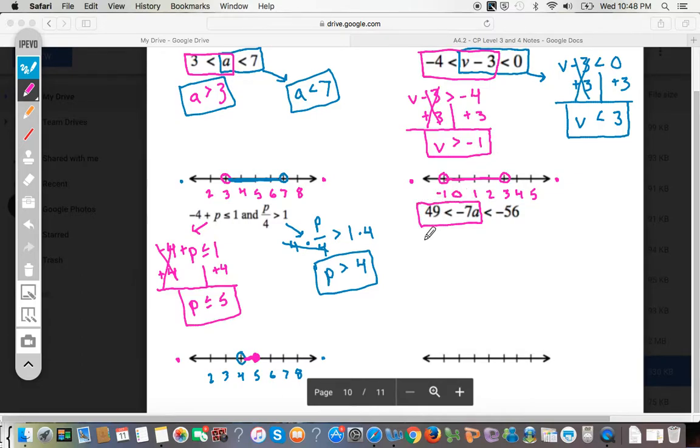I'll solve this. So I'll rewrite it, just putting my a on this side. So I have negative 7a is greater than 49. So I'll divide by -7 on both sides. So I have a, and I divided by a negative coefficient here, okay? So I need to switch my sign. It was greater than, now it's less than. And I have 49 divided by -7, which of course is -7.